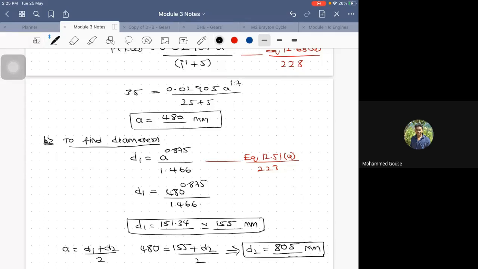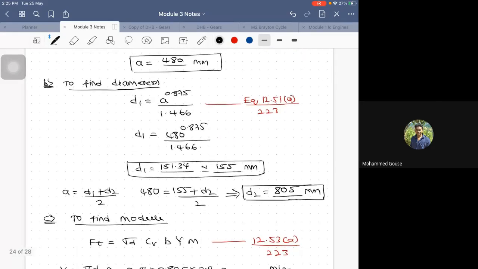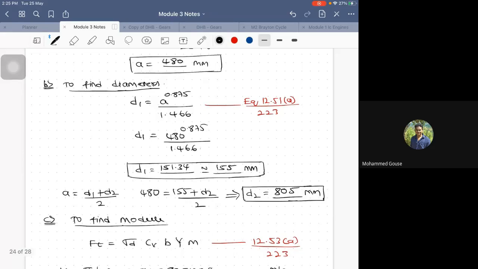Next, what is our step? Step number C. What do you have to calculate after calculating the diameters? You can refer to the previous problem also. Module: go with the module calculation, use equation number 12.53 there, the famous equation 12.53a, page 223. Again, one by one, multiple parameters you have to calculate. Sigma d, you already noted it down.